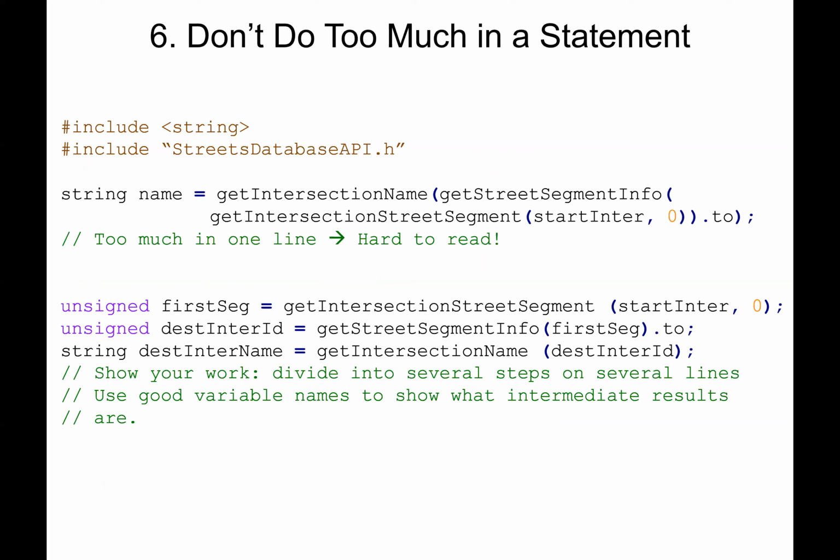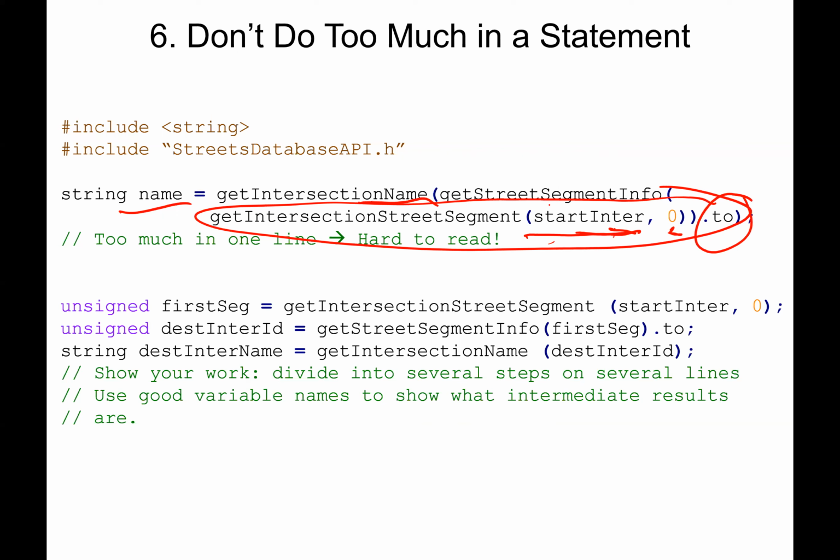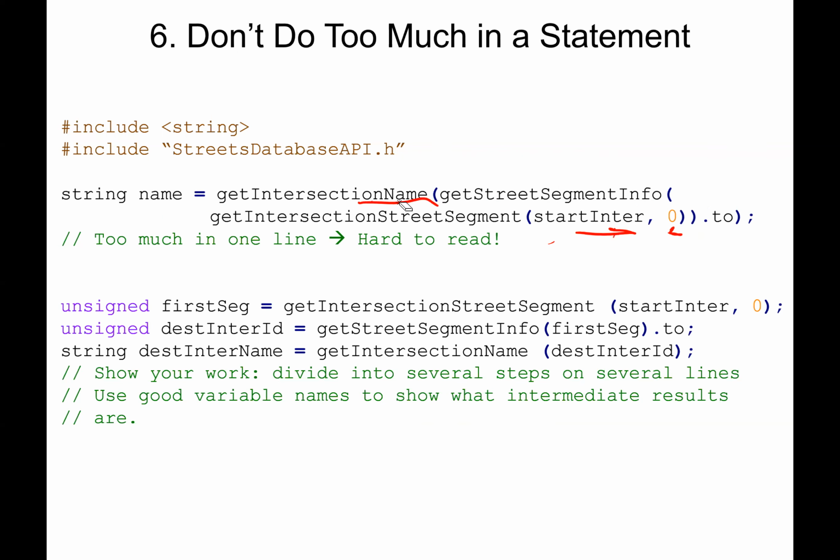Okay, so I'm trying to find the name of an intersection, and this is actually very hard to read. I want to basically get a street segment that comes out of a certain intersection called start intersection. I want to get the to intersection of that street segment, and then I want to get its name. Okay, so that's what this code does. But it's hard to read. I'm doing so much on one line, I have to start in the middle of this group of functions and kind of read my way out. And that's not really natural for a human.